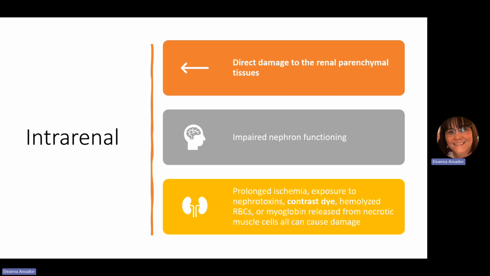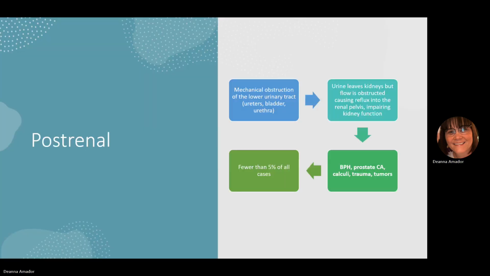Okay. So let's move on to postrenal. So with postrenal, like I said, there's a mechanical obstruction of the lower urinary tract. So in the ureters, the bladder, the urethra, and as the urine is leaving the kidneys, then the flow is obstructed at some point in the ureters. This reflux begins to happen, and this impairs kidney function. So something causing an obstruction could be having BPH, or somebody that has a TURP procedure, maybe prostate cancer, kidney stones. It could be trauma, like a clot with trauma, even tumors. So if they don't get rid of whatever's causing the obstruction, then they can begin to have acute kidney injury.